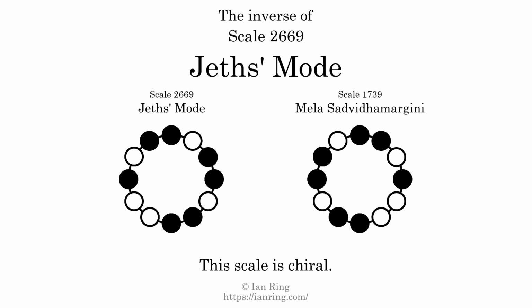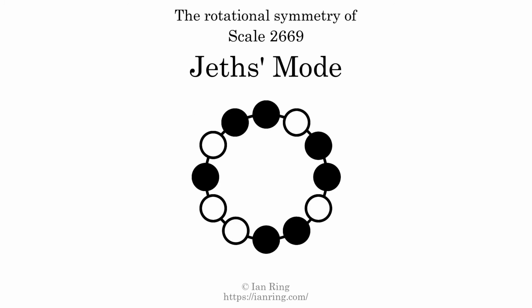The inverse of a scale is a mirror image. It is what you get when the sequence of intervals is reversed. The inverse of this scale is scale 1739, also known as Milas-Abad homogeny. This scale is chiral. It cannot transform into its inverse by rotational transformation. This scale has no rotational symmetry.